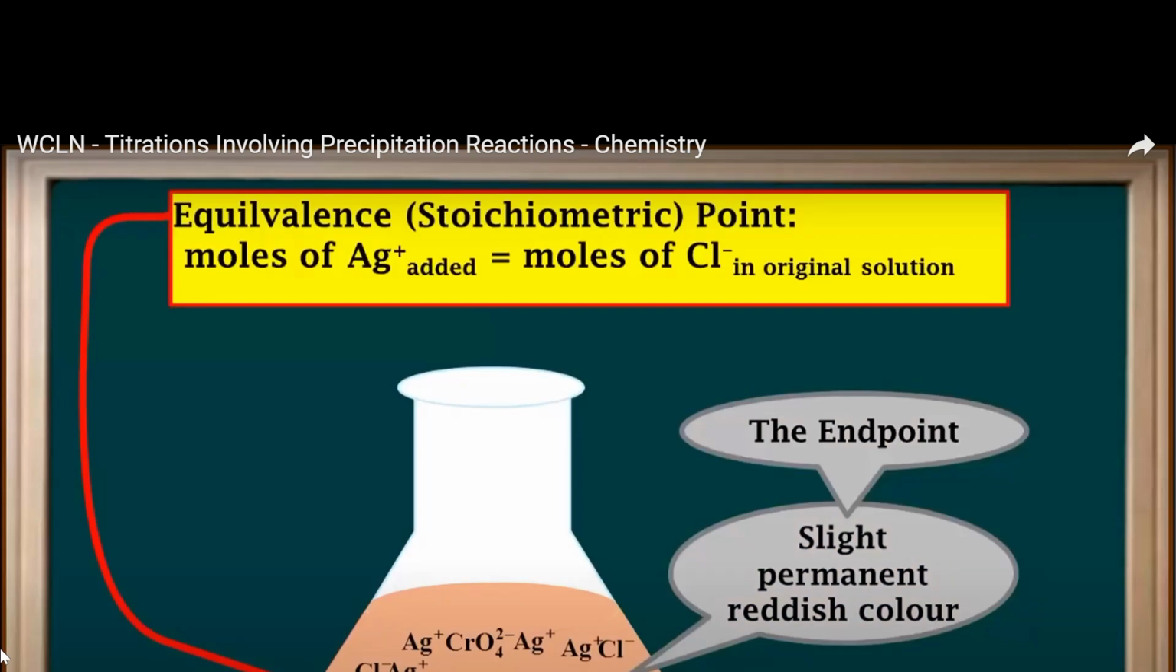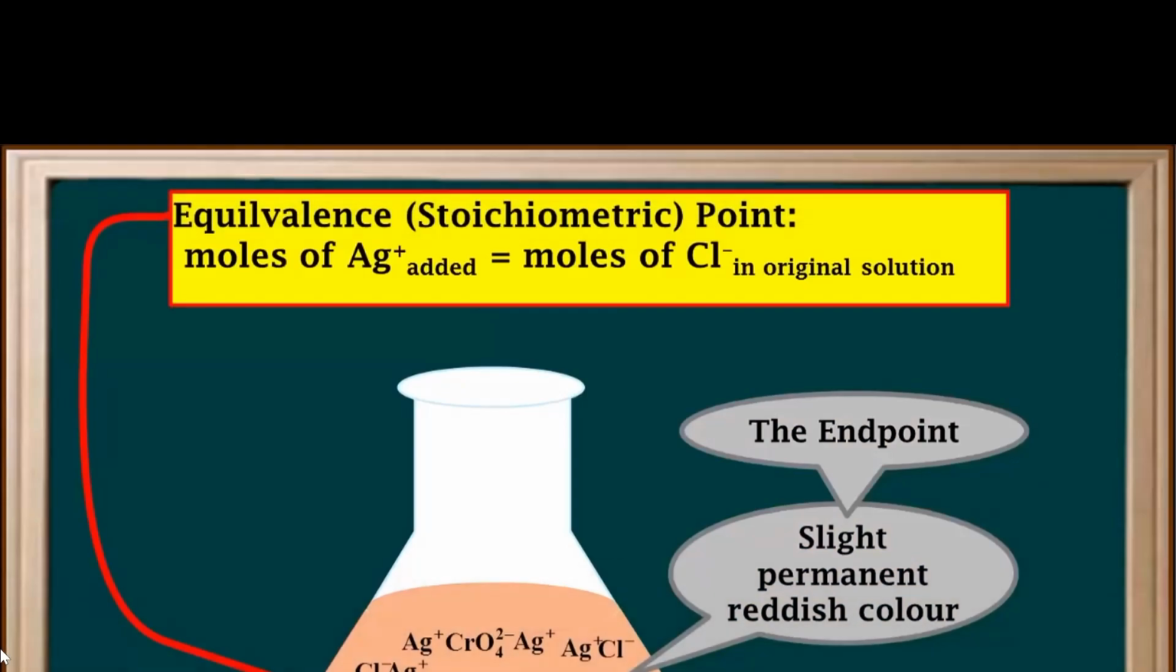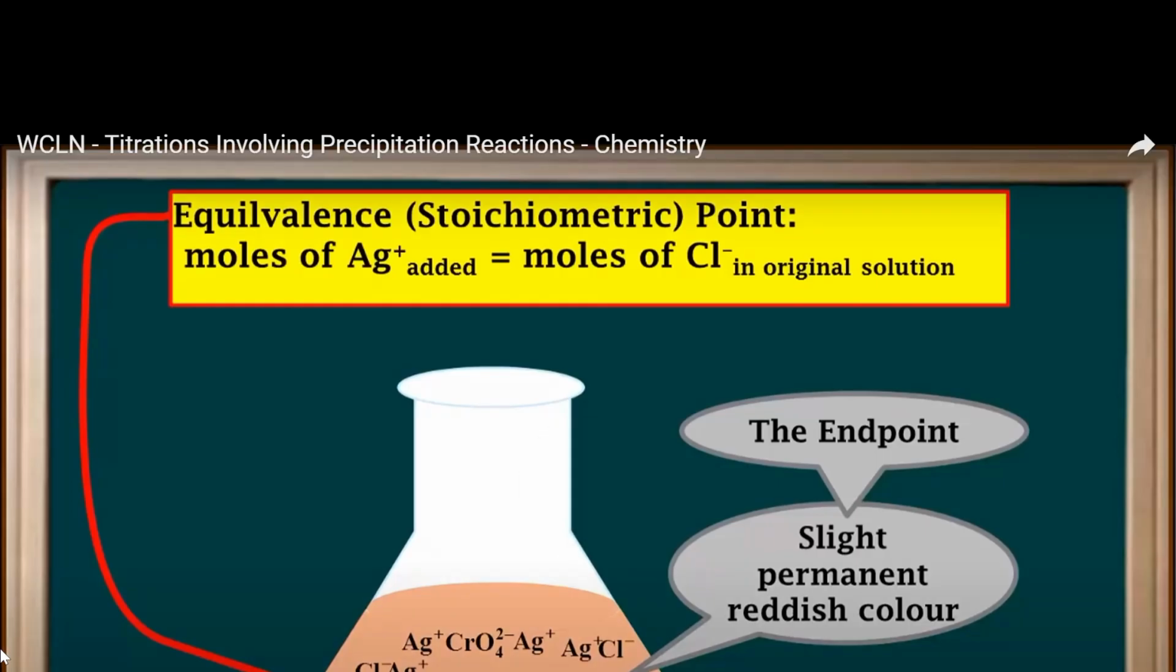The equivalence point, or stoichiometric point, of this titration is the point where the moles of Ag+ added to the flask is equal to the moles of Cl- that were in the original solution in the flask. So you see how we have two different points? We have the end point, which is where the indicator changes color. We have the equivalence point, so that's when these two are equal.